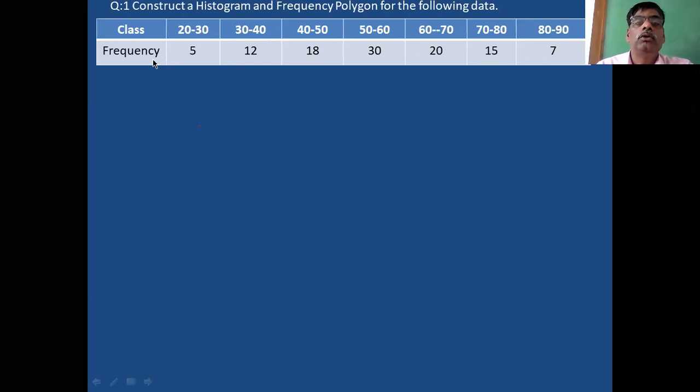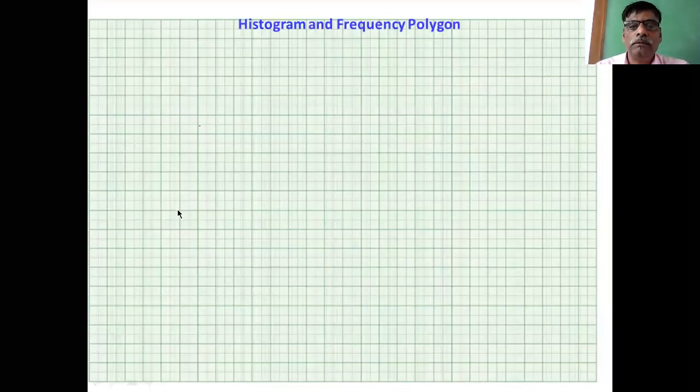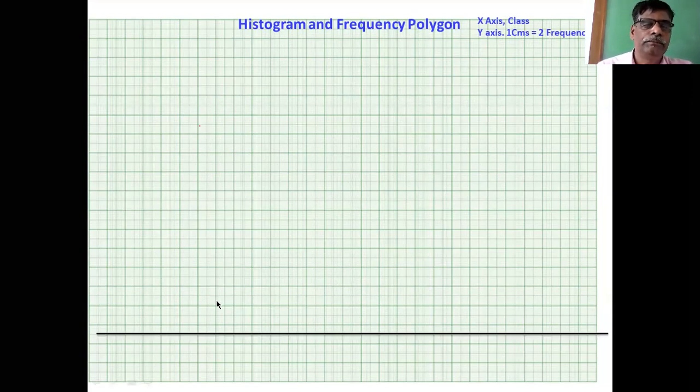And in y-axis, you have to cover maximum 30 units. Maximum frequency is 30. Therefore, you require 30 units in y-axis. Considering these 2 points, you have to draw the graph. Okay, you see here. This is the graph, histogram and frequency polygon. In x-axis, I will take the class. In y-axis, 1 centimeter is equal to 2 frequencies. Okay. This is the x-axis and this is the y-axis.